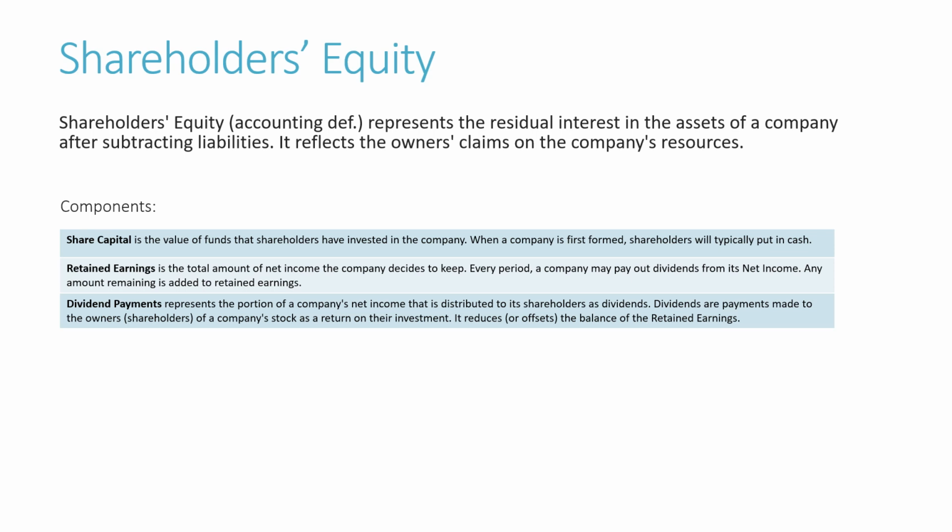Lastly, we have dividend payments. This represents the portion of the company's net income that is distributed to its shareholders as dividends. Dividends are payments made to the owners or shareholders of a company's stock as a return on their investment. When dividends are paid, they reduce or offset the balance of the retained earnings account, reflecting the distribution of profits to shareholders. In essence, shareholders' equity embodies the financial relationship between the owners of the company and the resources it possesses.